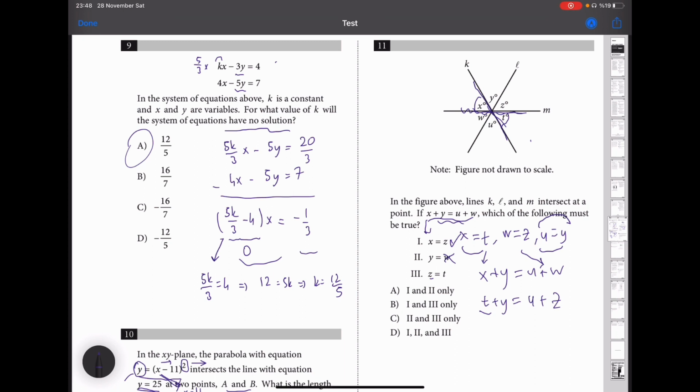Z equals t. So if u equals y, this equation will hold, and indeed this is given in the graph again, so this is correct too. The answer is B.